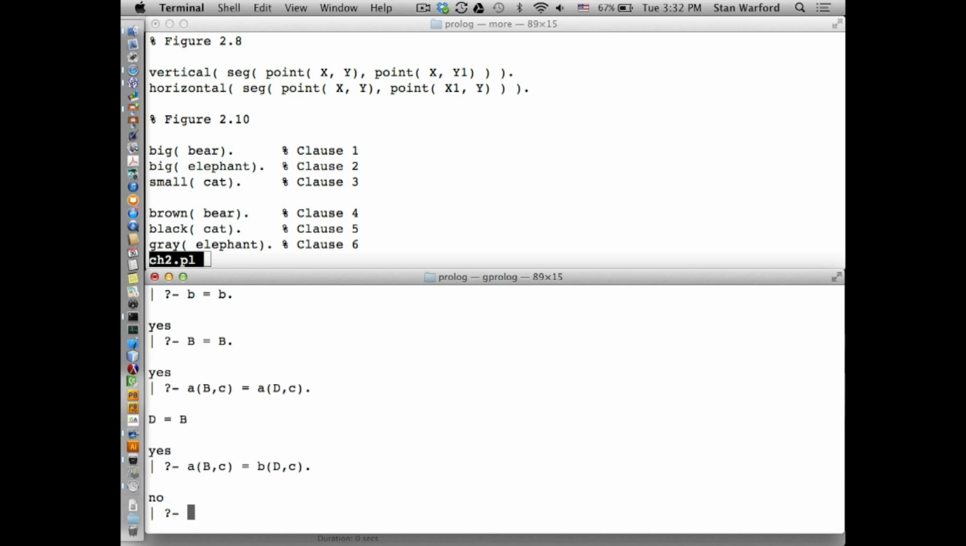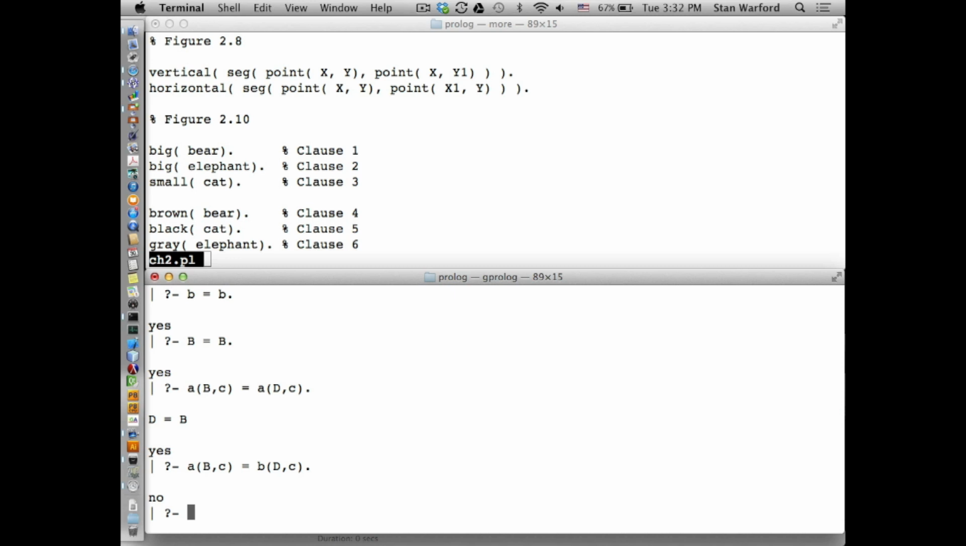Oh, then no. No, the functors have to be the same. Do you see what I'm saying? Does the order of the variables have to do with the unification program? Well, the first parameter has to match the first, and the second parameter has to match the second. The result goes D equals D. Oh yeah.